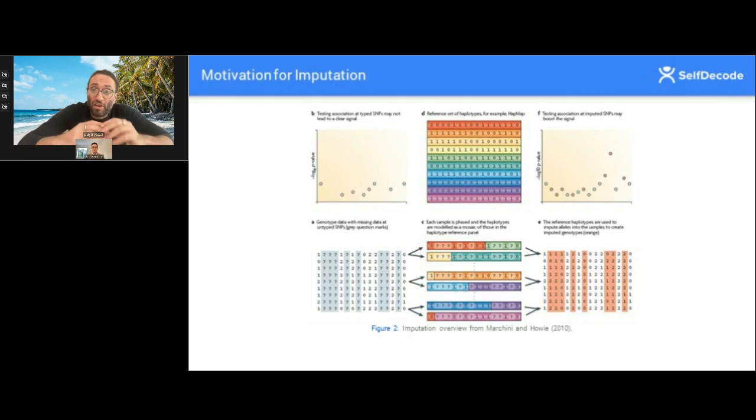And based on this, and taking into account the fact that we all inherit DNA in chunks, in these kinds of linkage disequilibrium chunks of DNA, we have built statistical models that use this reference and this information in order to guess what your missing genotypes are. Hence why it's called genotype imputation, right?